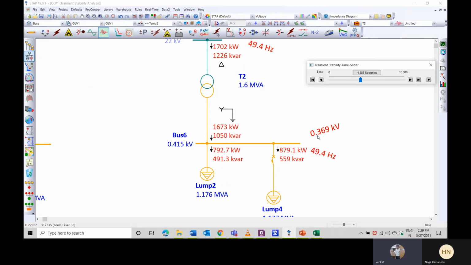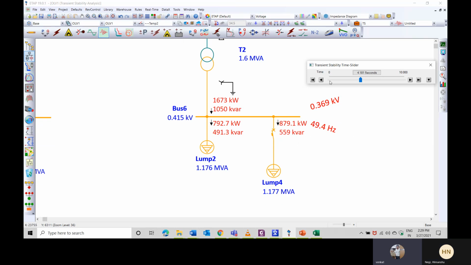At this fourth second, your load has come into action, right? Now here you can see the frequency has dropped. From 52 it has dropped to 49.4. Then shall we validate how this frequency has changed with this load?